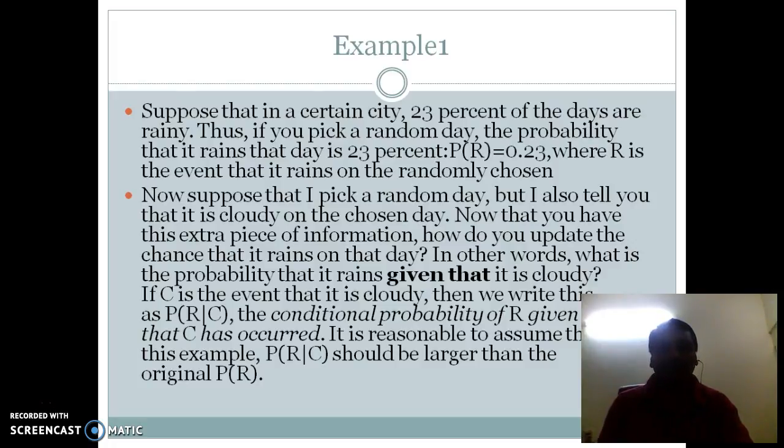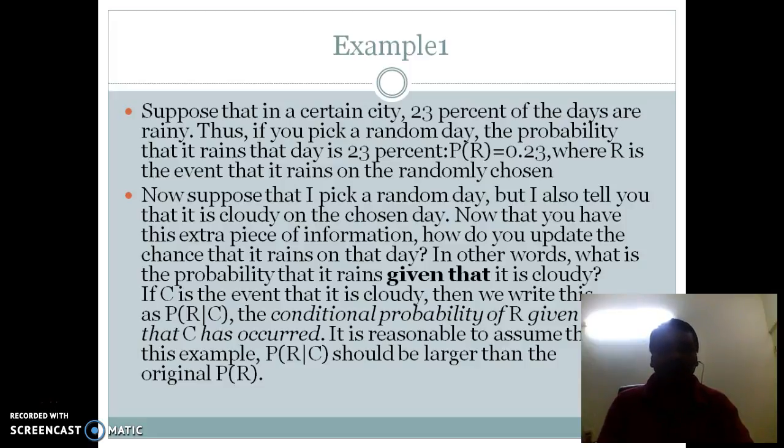Suppose that in a certain city 23% of the days are raining. Thus, if you pick a random day, the probability that it rains that day is 23%. That is, P of R is equal to 0.23, where R is the event that it rains on the randomly chosen day.